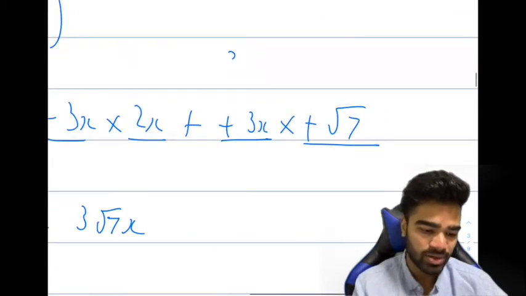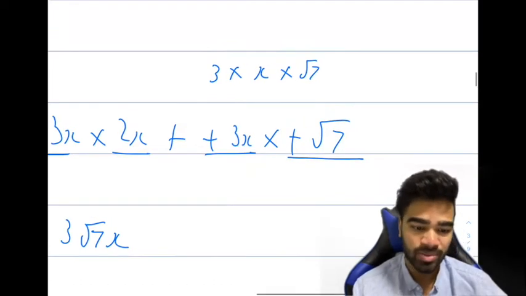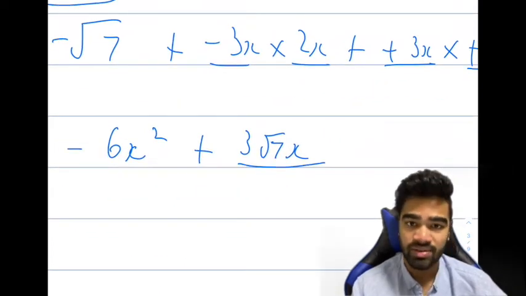Okay, if you're wondering how I got that, it's just 3 times x times root 7. The order doesn't matter when you're multiplying, so I can just write this as 3 root 7 times x. So 3 times root 7 times x, which is just 3 root 7x.